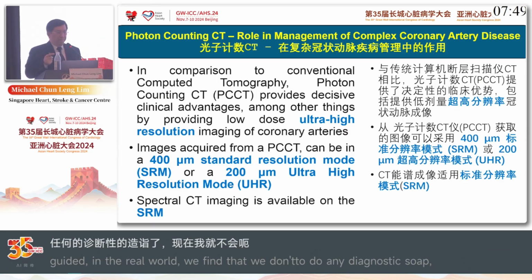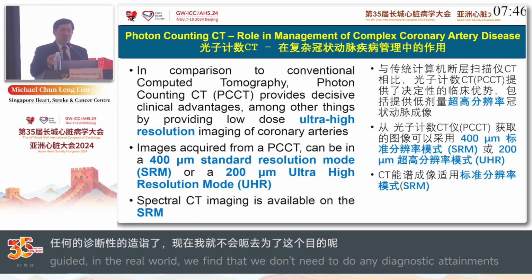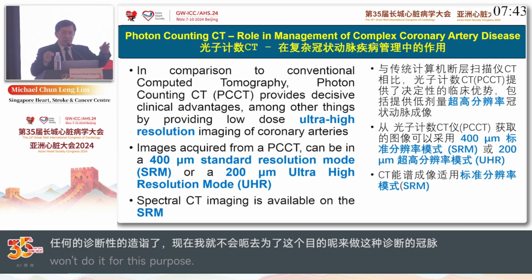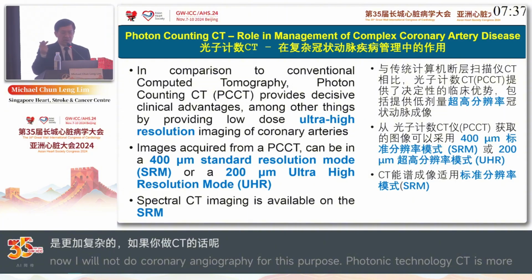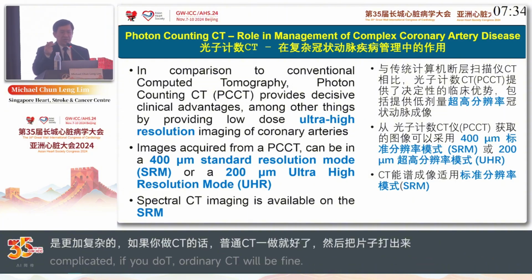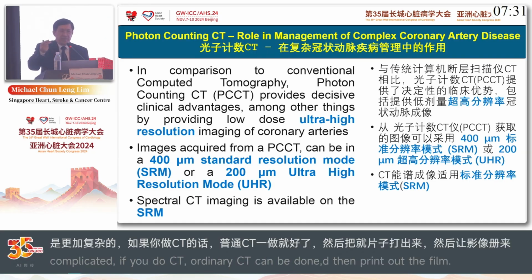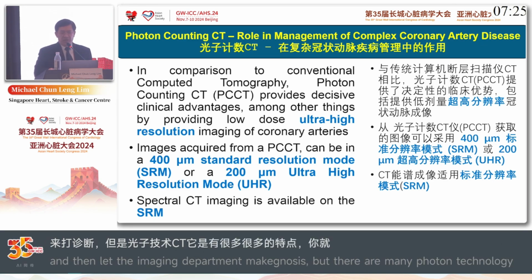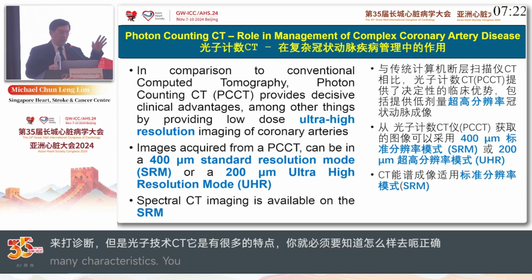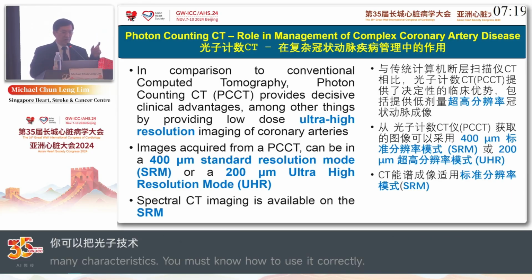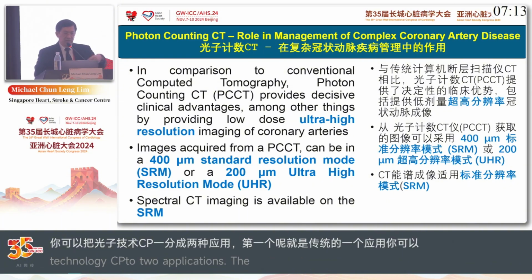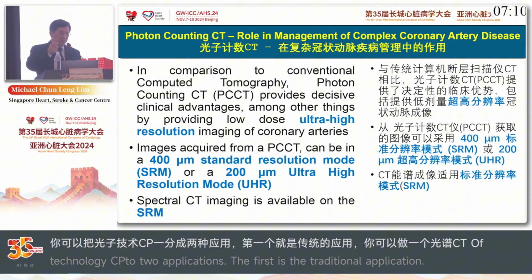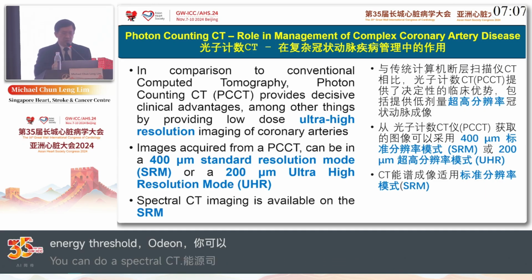Okay, so now, the photon counting CT is a little bit more complicated than the standard CT. With standard CT, you take a picture, that's it, all the images are there, then you print it out and give it to the radiologist who will report it, or the cardiologist, whatever. But because the photon counting CT has many features, you need to know how to use it well. Generally, you can divide it into two modes. One is what we call the standard resolution mode, SRM, where you can do spectral CT imaging by changing the energy threshold. The other one is the 0.2 mm scan, which is called the ultra high resolution mode.